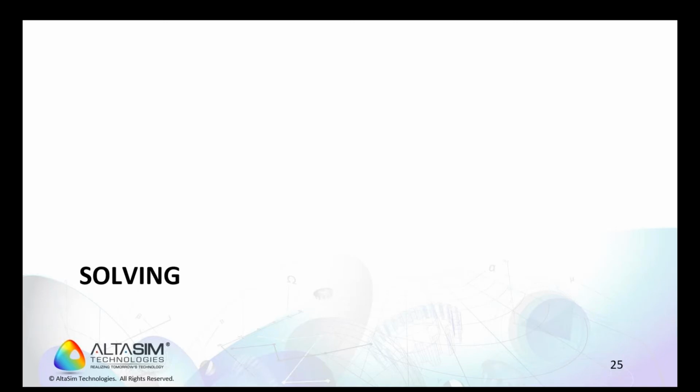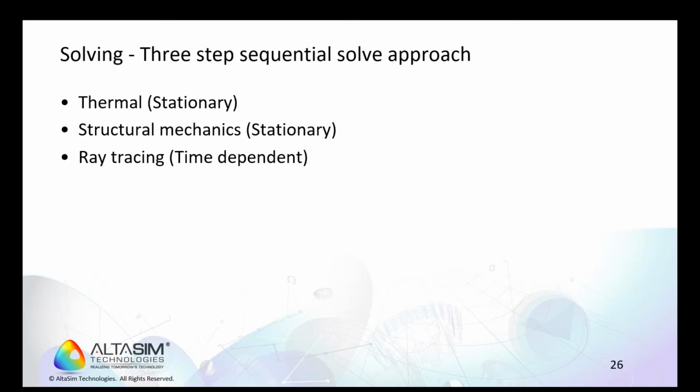Now, with the physics set up, we can move on to meshing, and Josh is going to walk you through that, and then we're going to move on to solving the problem. So the thermal and structural mechanics are both going to be solved in a stationary format. What that means is that the thermal is steady state, the structural mechanics is quasi-static, but then we're going to solve the transient problem for the ray optics, or the ray tracing. And so we're going to be coupling together a stationary solution and a time-dependent solution.